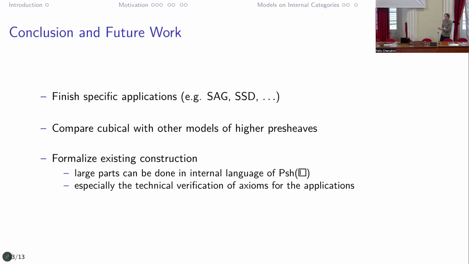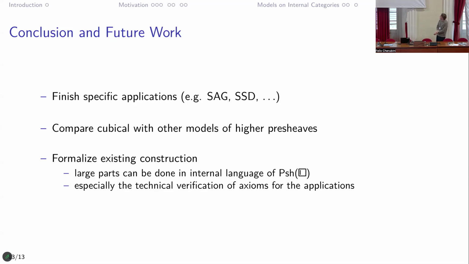So that brings me to the conclusion. What's currently missing are some minor details in the specific applications. So we have these general strictification tools, but there are some minor gaps in checking some particular axioms. But what is done is the general theorem about the construction of the presheaves.